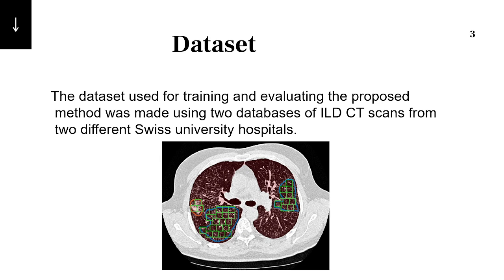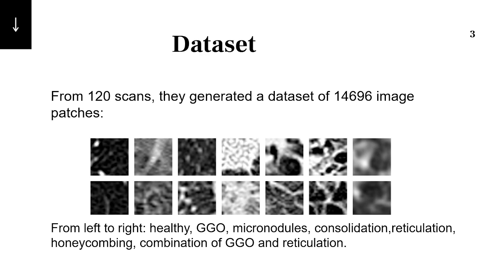For this paper, the dataset that they used was provided by two different Swiss university hospitals, which were taken from ILD CT scans. Here is an example of the scan that they got, and these little squares here are the way that they got the characteristics or the features from the image.